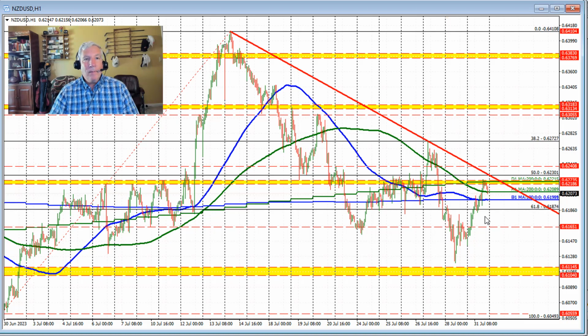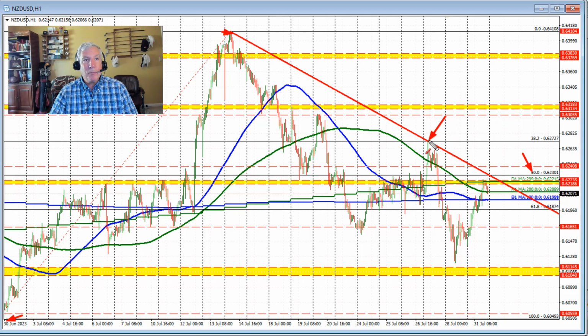So on the topside, what do we have? We have the downward sloping trend line, which is also in play, and that comes near the 50% retracement of the range going back to June 29 to the high price here. The midpoint comes in at 0.6230. Move above both the trend line and that level, and it opens the door for further upside momentum for this pair.